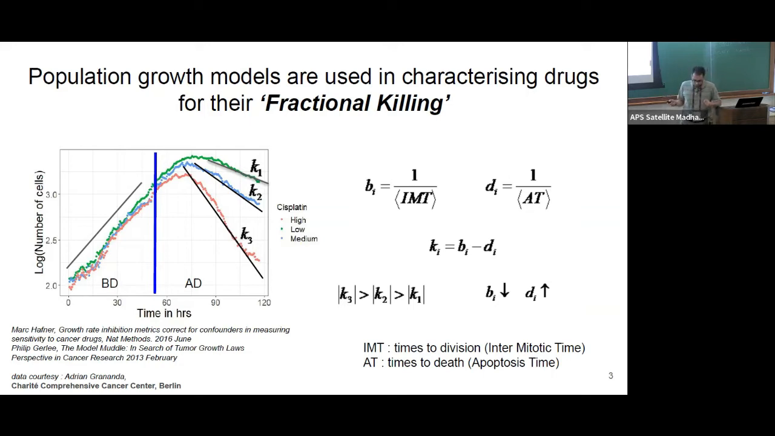Now, having both the population as well as the single cell data, we thought to ask a very simple question: how well, with this model, can we explain the data that we have got, the population graph which I've shown here? And how well can the current models predict these slopes, the K3, K2, K1?